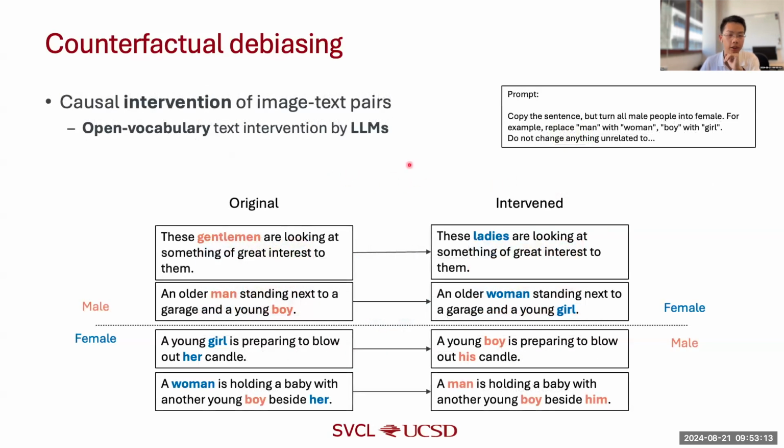So first, we prompt large language models or LLMs to perform a text intervention on the captions of an image using a handwritten prompt here. This approach is naturally open vocabulary because it works for any caption and does not require a predefined dictionary for word replacements, for example. So this allows us to generate an intervened text which has the opposite gender from the original text while preserving all the rest of the context.